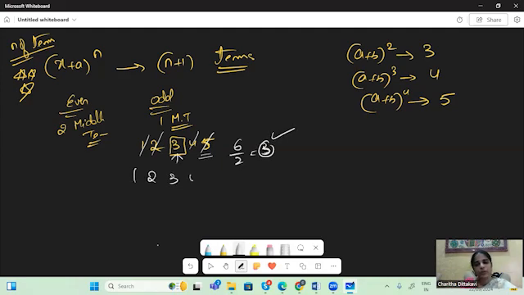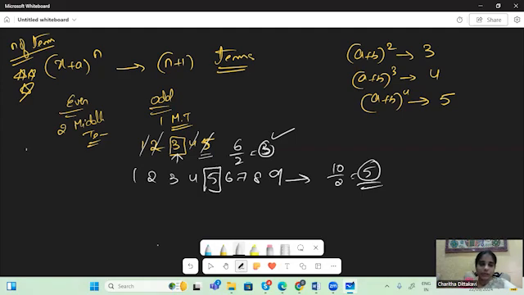Now coming to 1, 2, 3, 4, 5, 6, 7, 8, 9. Now I have 9 terms, again an odd number. So 9 I cannot divide by 2, I will increase 9 by 1. That is 10, and 10 by 2 is 5. Clear? So the fifth term is my middle term.